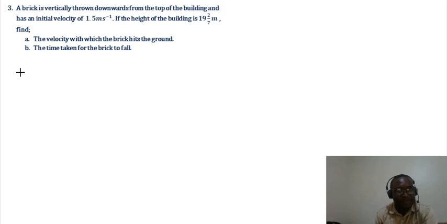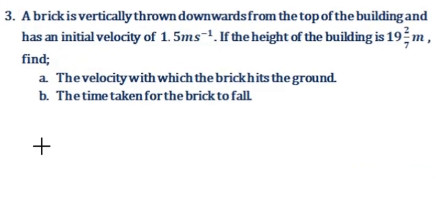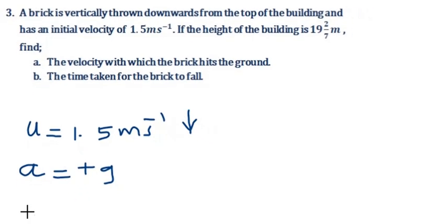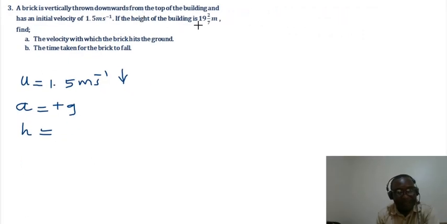Our number 3 is here. A brick is vertically thrown downwards from the top of a building and has an initial velocity of 1.5 meters per second. So here u is 1.5 meters per second. It's moving downwards, so the acceleration this time is positive g. They have given us that the height of the building is 19 2/7 meters. Required here is to calculate the velocity with which the brick hits the ground, so we need to find the final velocity.